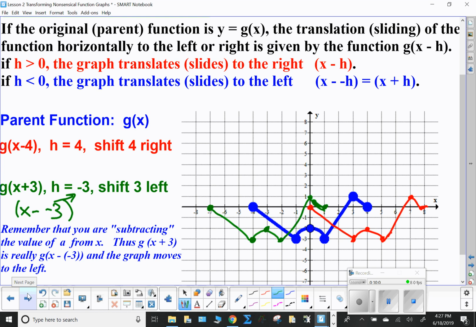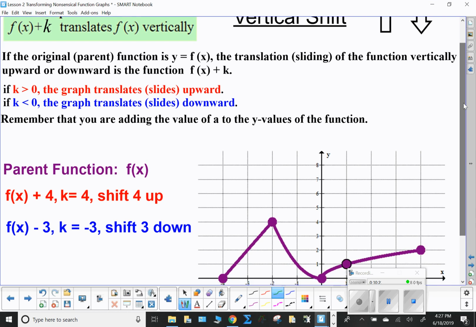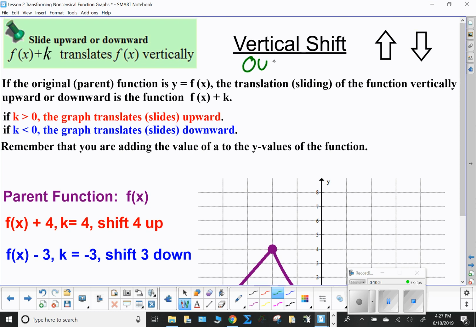Now, in addition to moving left and right, you can move up and down. If you want to move diagonally, the way you move diagonally is to move left and up, left and down, right and up, right and down, something like that. So it's a combination of left or right and up and down to get diagonal movement. For vertical shifts, this is up and down. Vertical, remember anything vertical is outside. Horizontal is inside, vertical is outside.